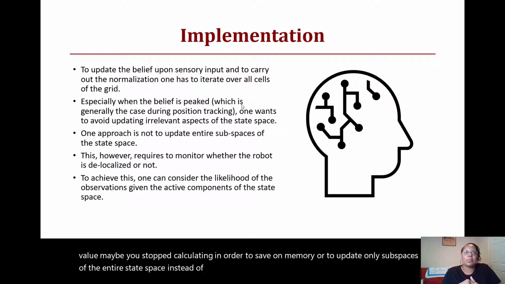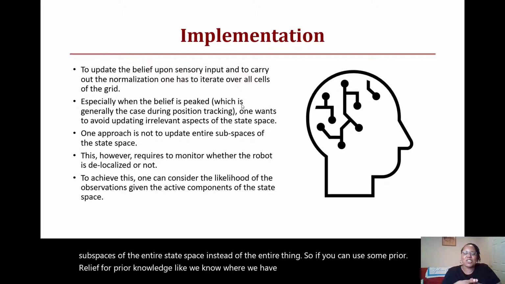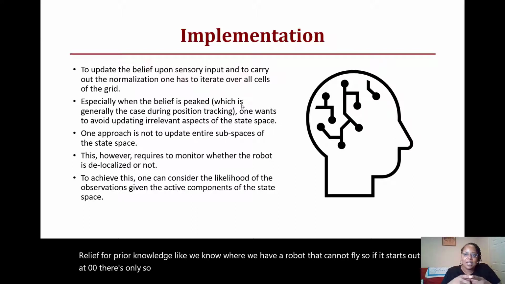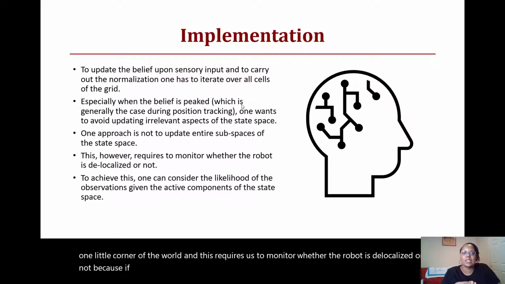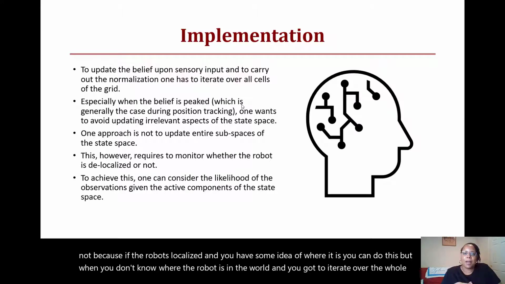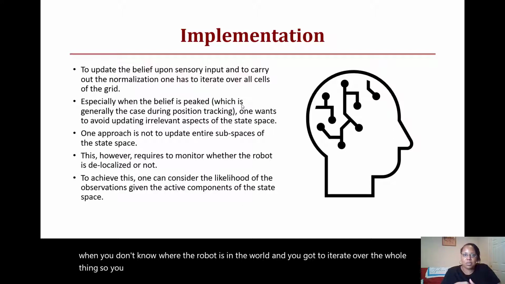If you can use some prior belief or prior knowledge, like we know we have a robot that cannot fly, so if it starts out at 0, 0, there's only so far it could be in a certain time step, then maybe you only implement that one little corner of the world. This requires us to monitor whether the robot is delocalized or not, because if the robot is localized and you have some idea of where it is, you can do this. But when you don't know where the robot is in the world, then you've got to iterate over the whole thing. Think about the kidnapped robot problem, trying to figure out where it is in the world.